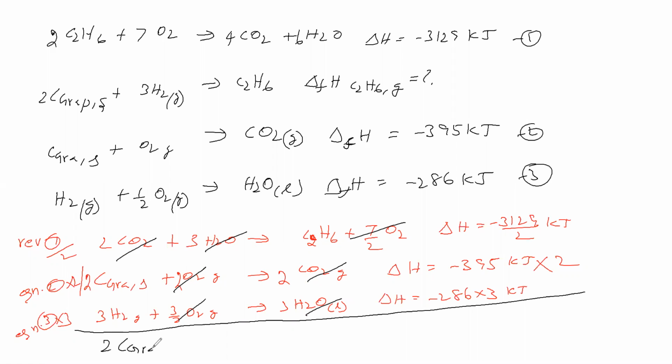So graphite solid plus 3H2 gas gives ethane gas. For this we have to find delta H. So how much delta H are we getting? Minus 83.5 kilojoule. In the required equation, we got the enthalpy of formation of ethane.